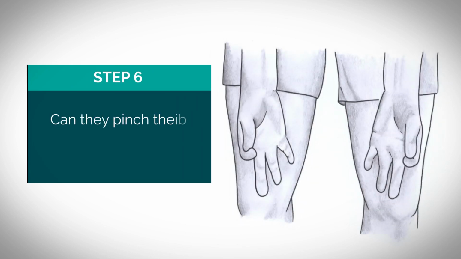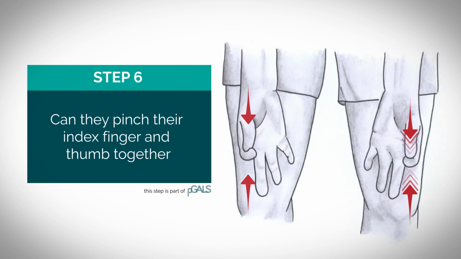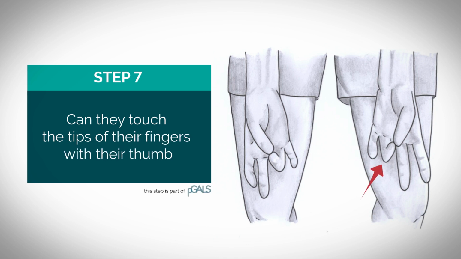Ask the child to pinch the index finger and thumb together. Look at range of movement and functional grip. Ask the child to touch the tips of their fingers with their thumb. Look for swelling and reduced manual dexterity and coordination of the small joints of the fingers.